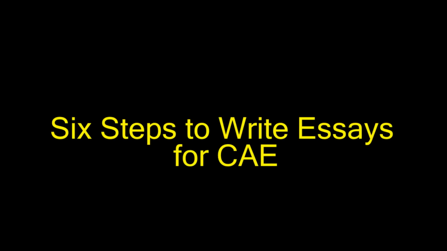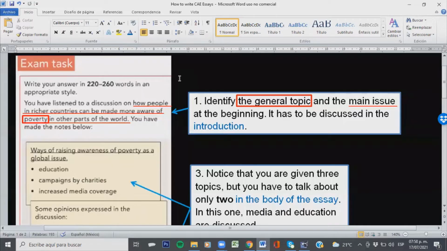Hello, dear viewers. In this video, we're going to see 6 steps to write essays for the CAE examination. Let's begin. Step 1. Identify the general topic and the main issue at the beginning of the exam task.